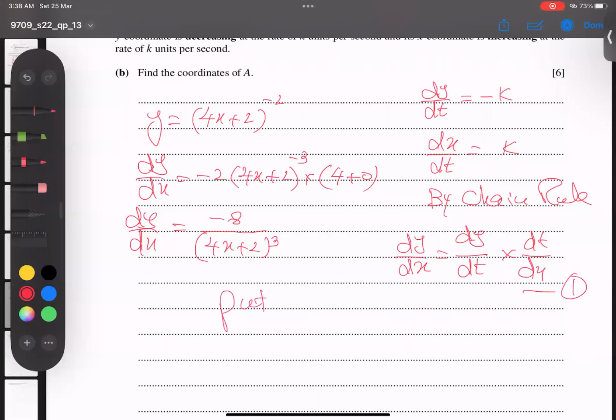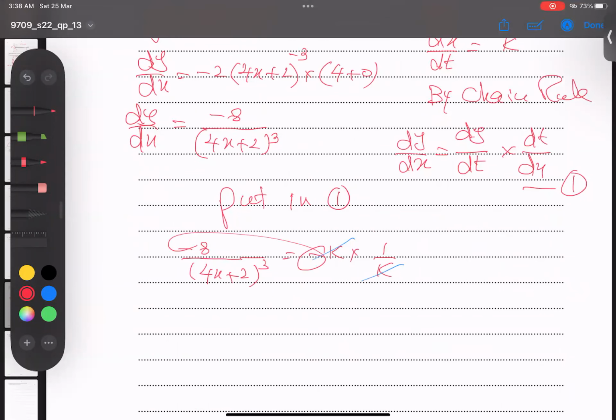So put in 1. And when I put in 1, this whole thing will come here. And I'm writing negative 8 over (4x plus 2) to the power 3. And dy over dt is negative k. And dt by dx, but this is a k. Look at here. This x up, t down here, t up, x down. So reciprocal. I write 1 over k because of the flip. And this k cancels out. You know it very well. And this minus and minus. So ultimately, I get negative 8 over (4x plus 2) to the power 3 equals negative 1.